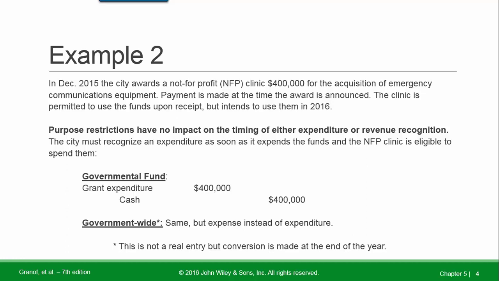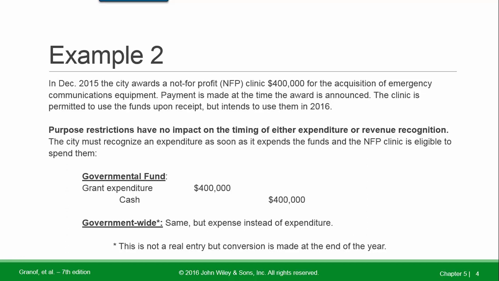Example 2. The city awards in 2015 a not-for-profit clinic a $400,000 grant for the acquisition of emergency communications equipment. Payment is made at the time the award is announced. The clinic is permitted to use the funds upon receipt, but intends to use them in 2016. Purpose restrictions have no impact on the timing of either expenditure or revenue recognition.